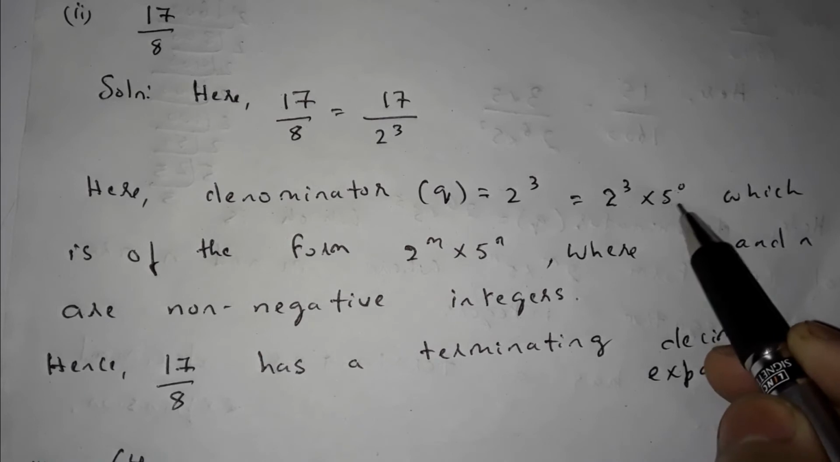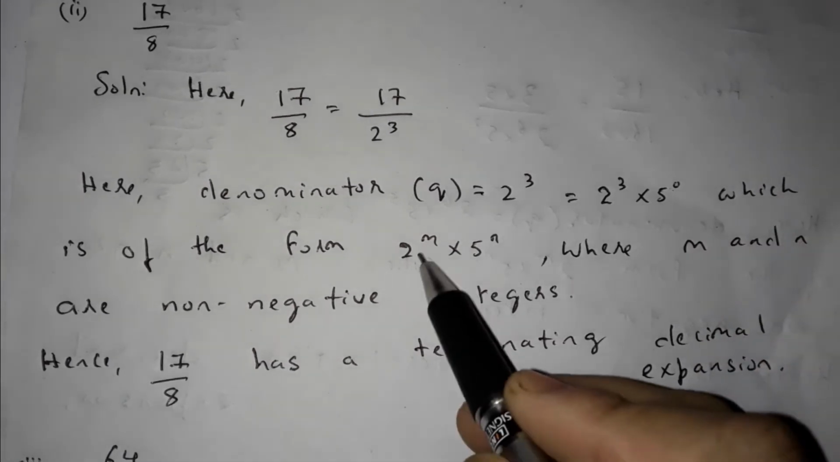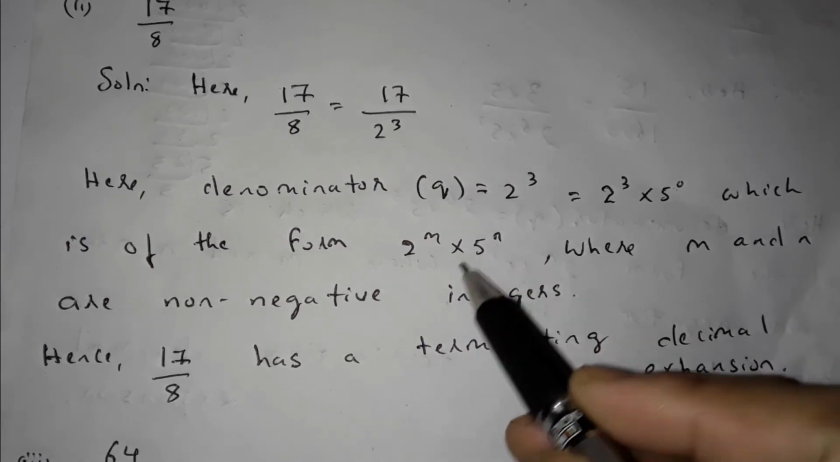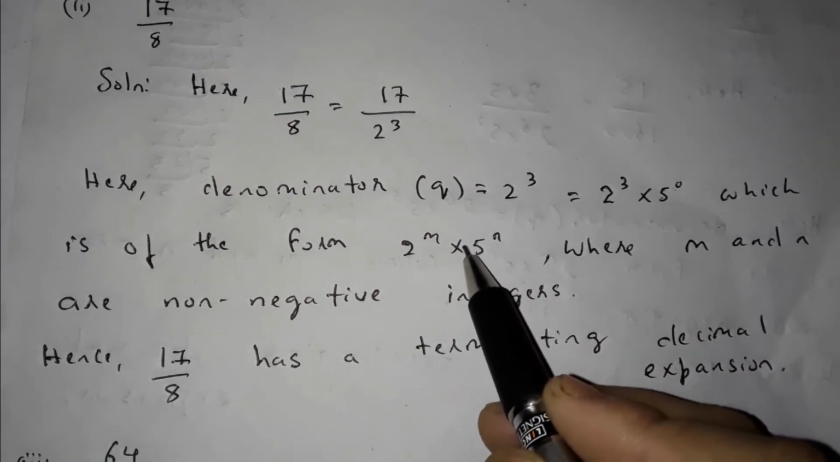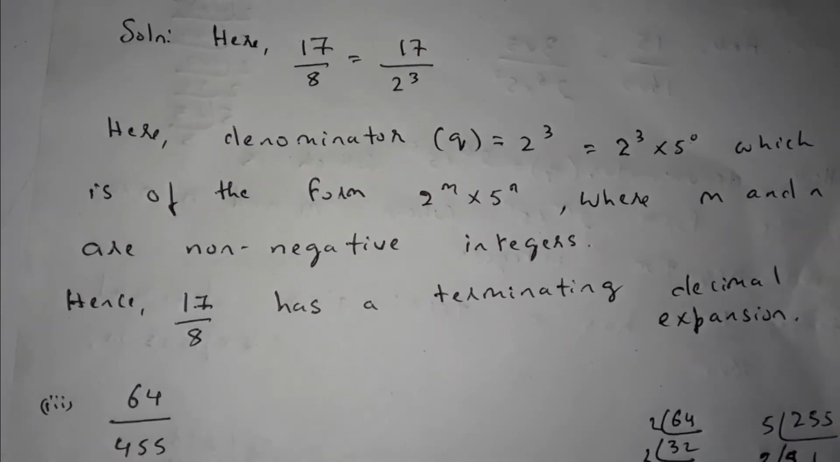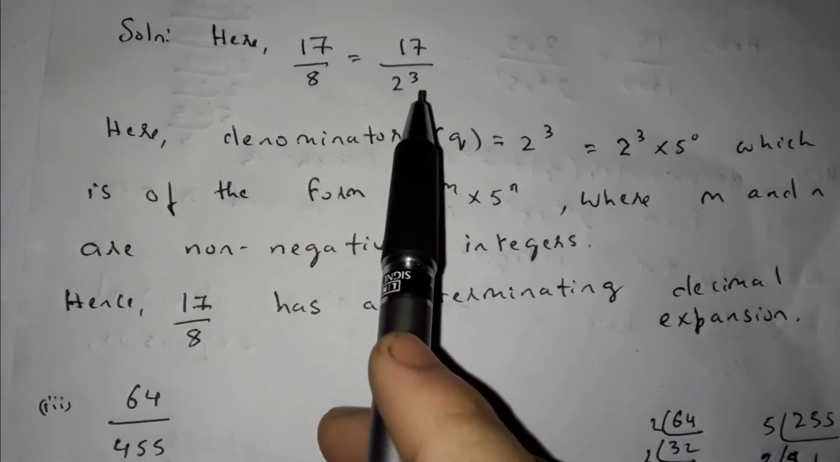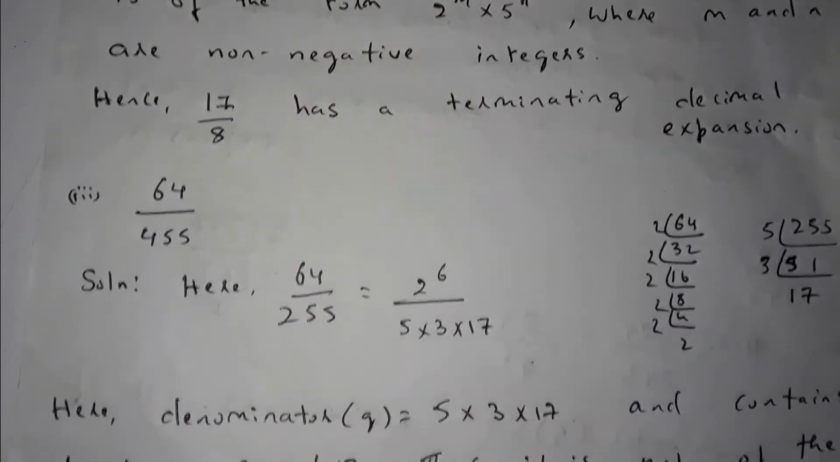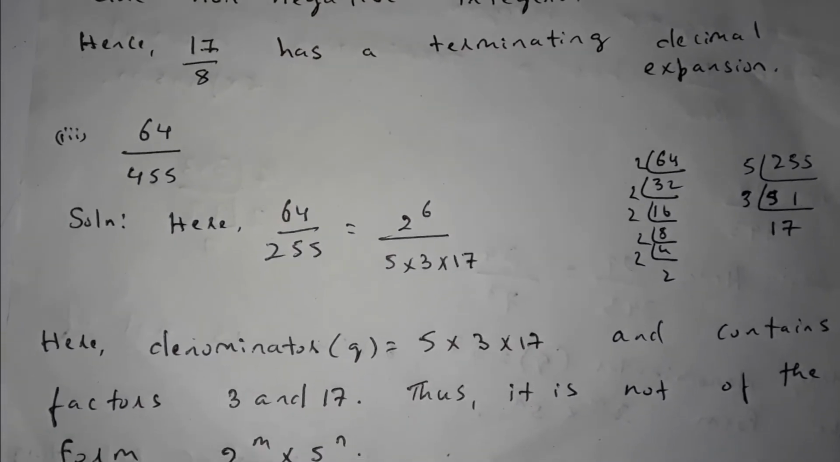Okay, so which is of the form 2^m into 5^n. Okay, this is of the form 2^m into 5^n, where m and n are non-negative integers. So 17 by 8 has a terminating decimal expansion. Okay. So because it has 2 or 5 or both, terminating decimal expansion. Third one, 64 by 455.